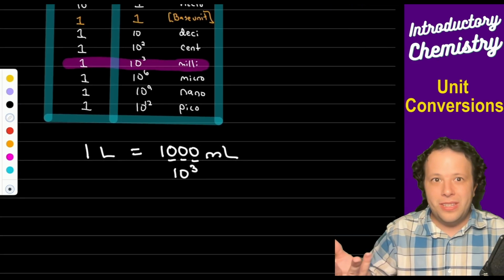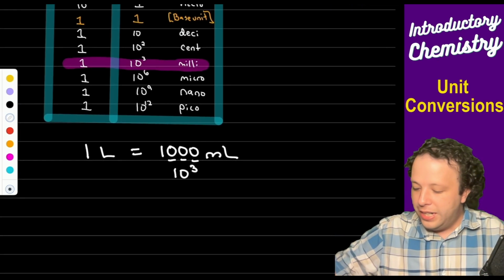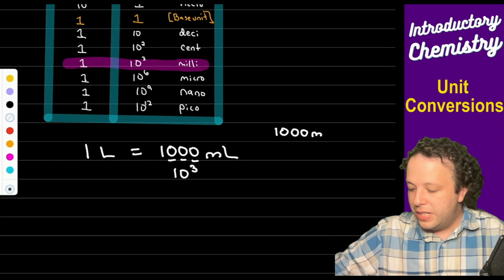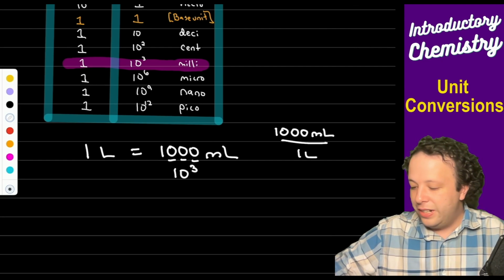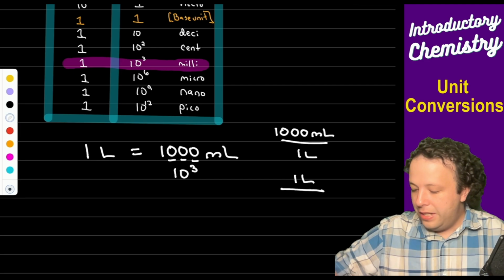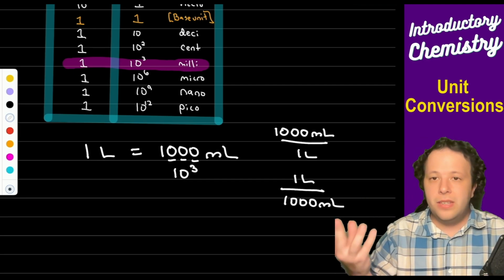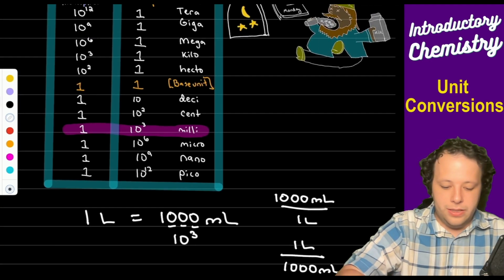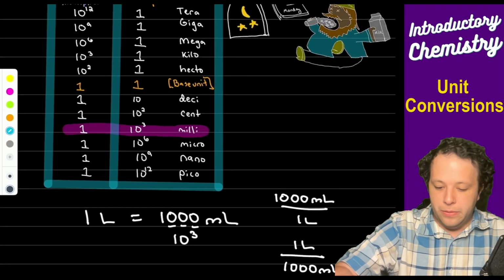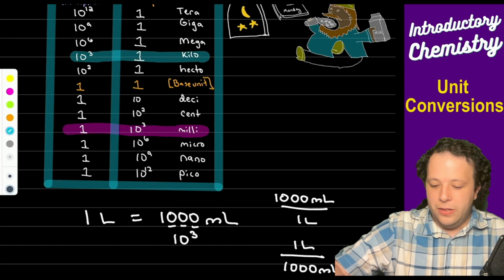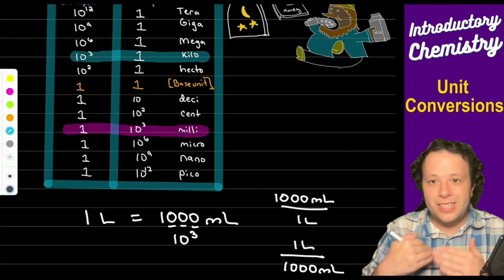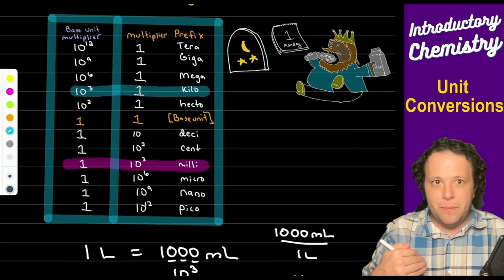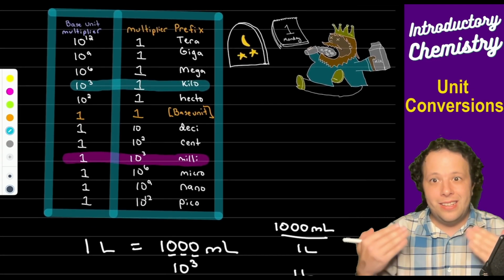We can show this in many different ways. We can define it as a fraction, right? We can say 1,000 milliliters is 1 liter, or we can flip it and say 1 liter is 1,000 milliliters. We can do others. Let's say one of the larger ones, let's do kilo. Up here, you can notice that the base multiplier now all of a sudden has a value to it. The base unit multiplier is 10 to the 3.